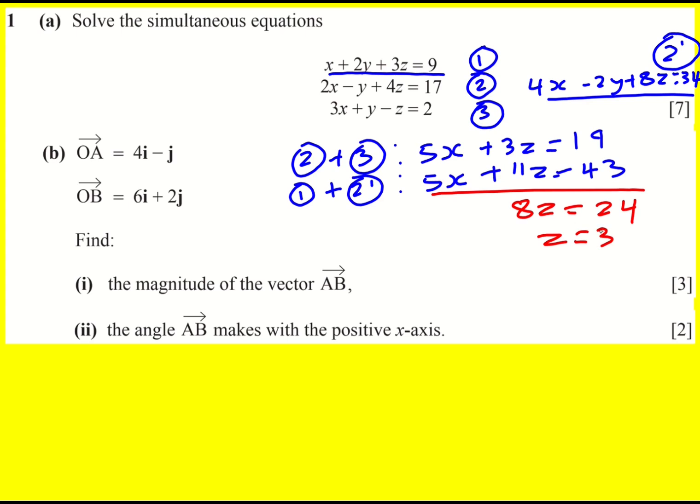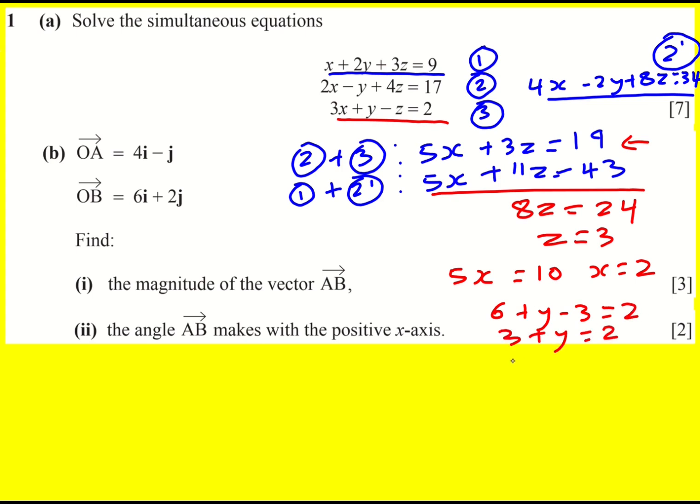Now I've got that one, I'm well on my way to work out the rest of them, so I can put it back in. If I put it back into the top one, I'll get 5x plus 9 equals 19, so 5x is going to equal 10, therefore x is 2. And then I'll put it back into the very bottom equation. So then I'll get 6 plus y minus 3 is equal to 2. Well, that is 3 plus y equals 2, so y must equal minus 1.